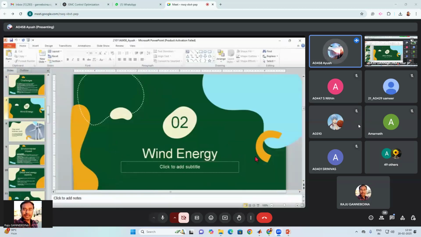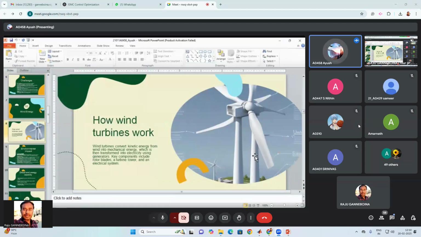Now, coming to wind energy, how wind energy is produced and how wind turbines work. Wind turbines convert kinetic energy from wind into mechanical energy, which is transformed into electricity using generators. Key components include rotor blades, a turbine tower, and electrical system.